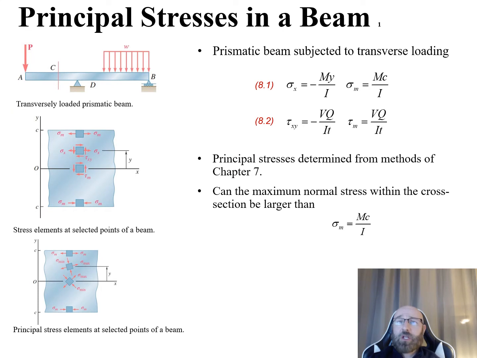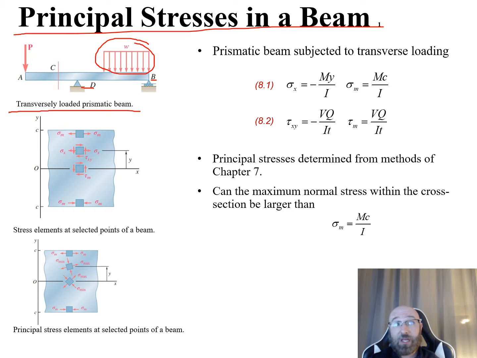So let's take a look now at the topic of principal stresses in a beam. Specifically here, let's look at a transversely loaded prismatic beam. For this beam, we can see we support it over at point B. We have this other support here at D. We have a distributed load, W, acting between points D and B. Then over here at the end at point A, we have our point load, P. We can also draw a section right at C.